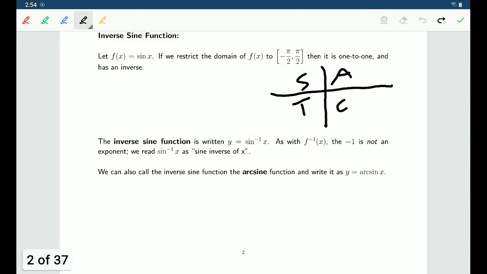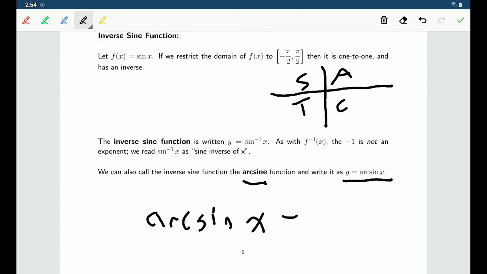Another name that we have for the inverse sine function is arcsine. So you might see, for example, y equals arcsine of x. But those two things are exactly the same. Arcsine of x is exactly the same thing as sine inverse of x. They're just different notations for exactly the same thing. And we kind of have to get used to seeing things written in multiple ways. So throughout, I'll sometimes say sine inverse, and sometimes I'll say arcsine, just to keep it exciting.